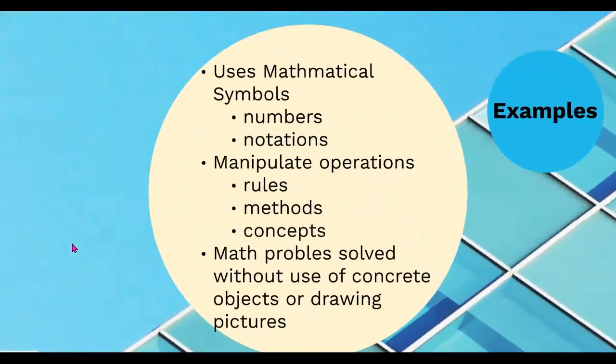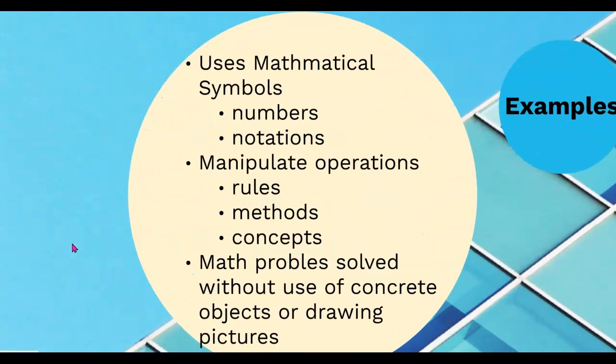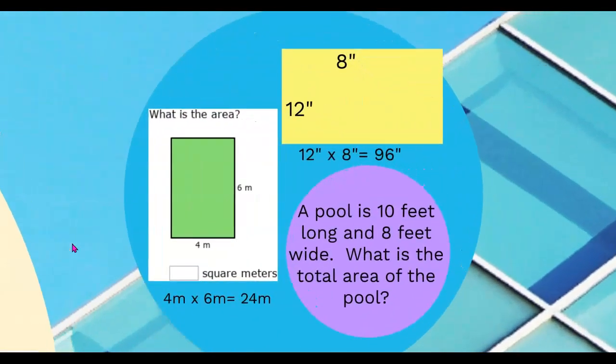The abstract phase uses mathematical symbols, numbers, and notations. It's used to manipulate operations such as rules, methods, and concepts, and math problems are solved without use of concrete objects or drawing pictures. An example of this is a picture of a rectangle, and using the numbers, they can calculate the area.